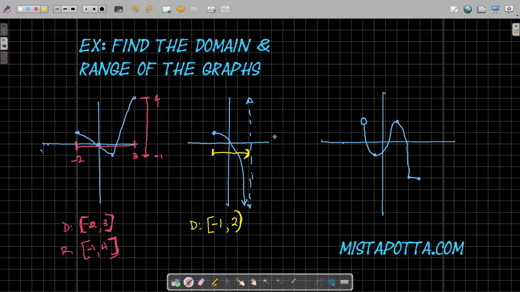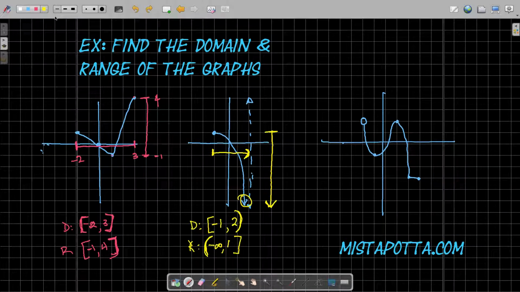For my range, I'm looking at my high point and my low point. But the thing is, because of this arrow on my graph, my low point is actually negative infinity. So my range is going to go from negative infinity all the way up to positive 1. And again, we never use a bracket for infinity. We always use parentheses. But because we can hit that 1, it's going to be equality.